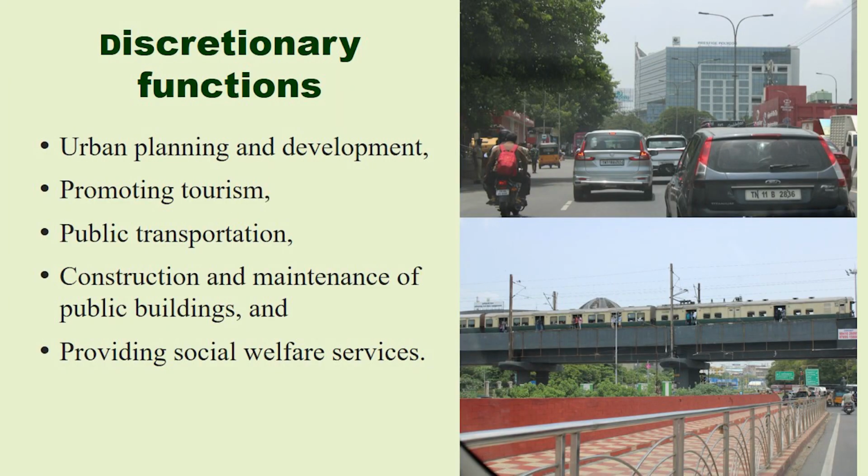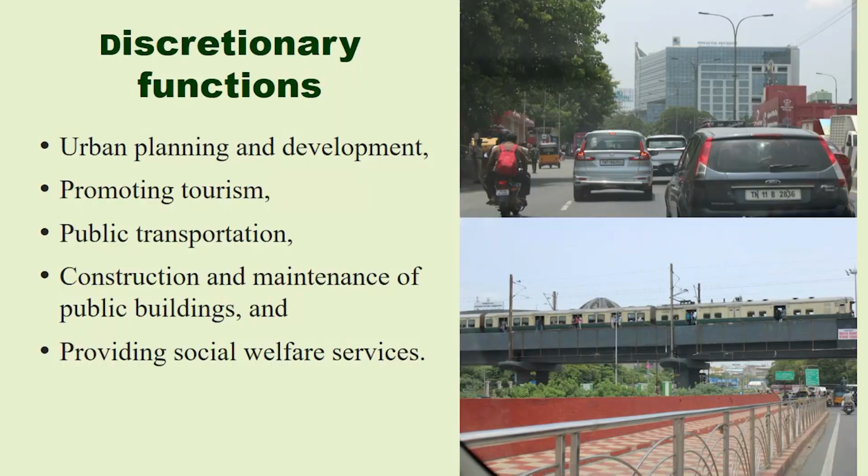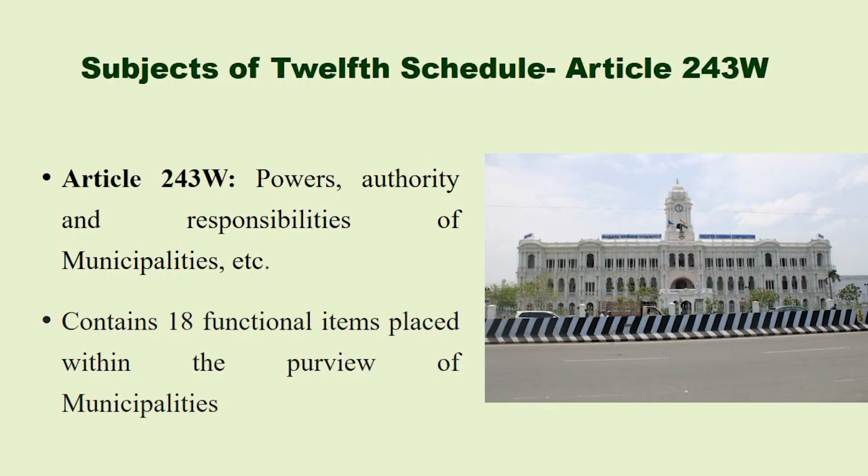So, some of the discretionary functions: apart from these mandatory functions, the urban local bodies may also perform discretionary functions such as urban planning and development, promoting tourism, public transportation, construction and maintenance of public buildings and providing social welfare services. So, let us look at the subjects of the 12th Schedule, which has been mentioned in Article 243W, which indicates the powers, authority and responsibilities of municipalities.